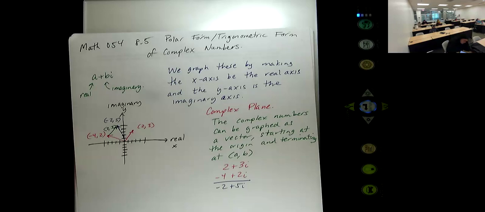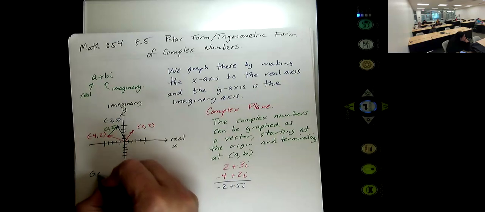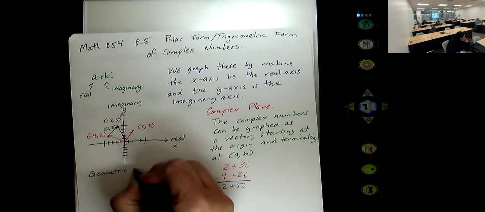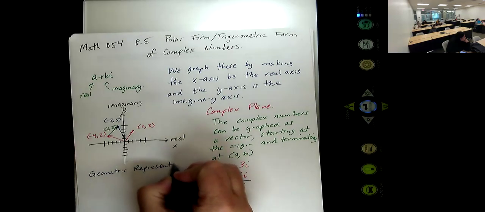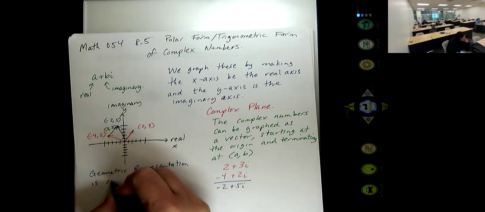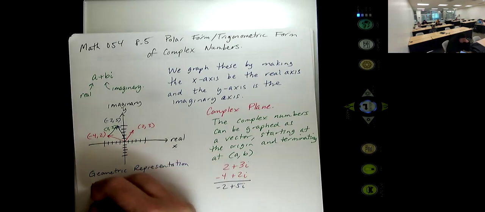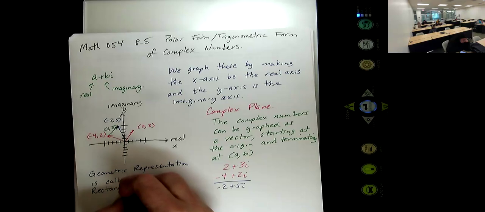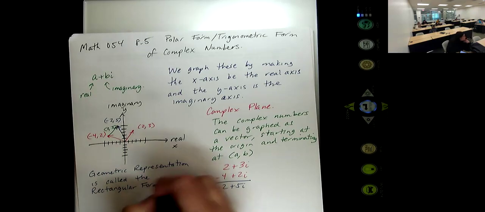And doing it like this makes working with complex numbers a little bit easier. Multiplication and division for complex numbers was a pain, though. I don't know if any of you remember it. We'll take a look at it in a second, just as a refresher on it. This geometric representation is called the rectangular form, or standard form.